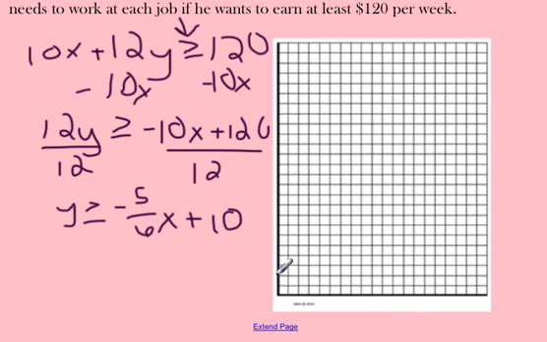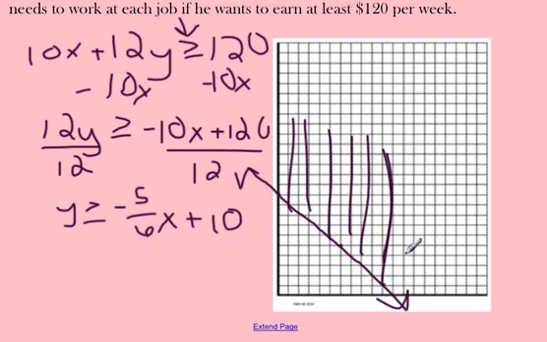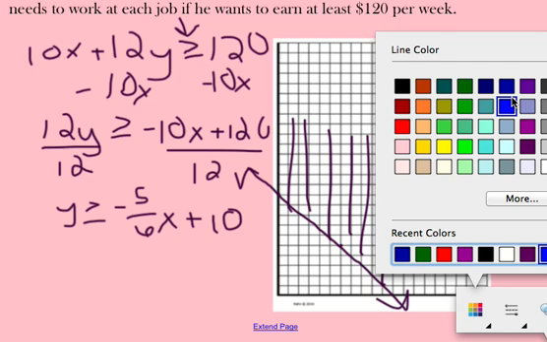So going up 10, 1, 2, 3, 4, 5, 6, 7, 8, 9, 10. And then we're going down 5 and over 6. One more. So we're going to have a solid line, and we are going to shade up from that line. I'm just going to draw it lightly because I know I'm going to have an upper bound here in a second. So let's go ahead and take a look at this next one.